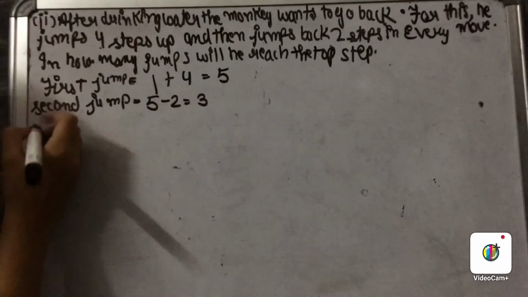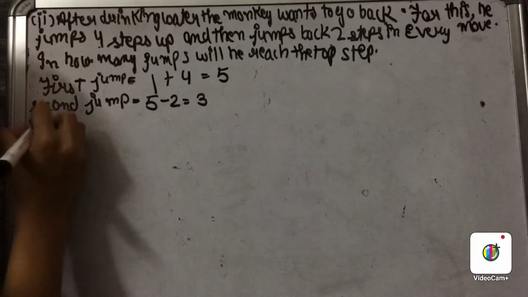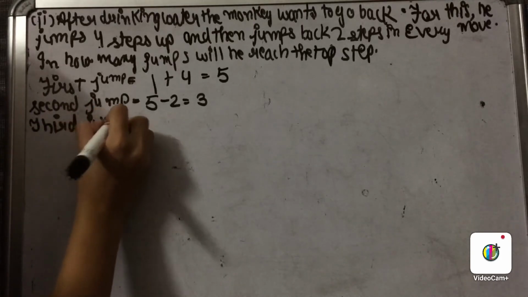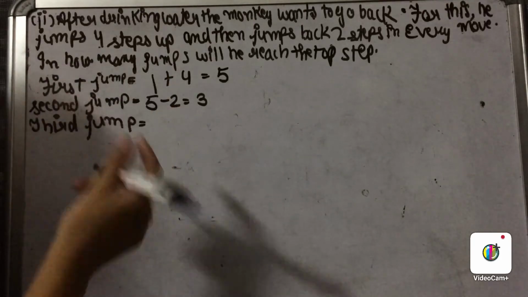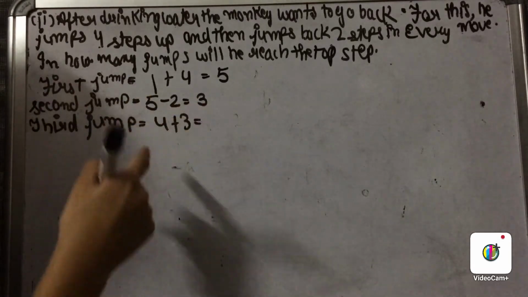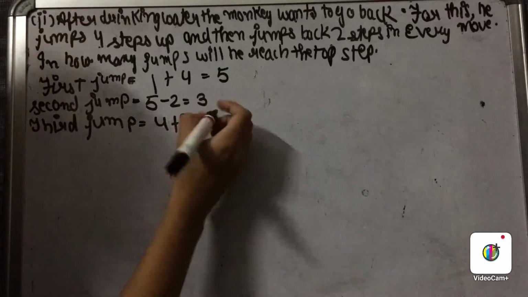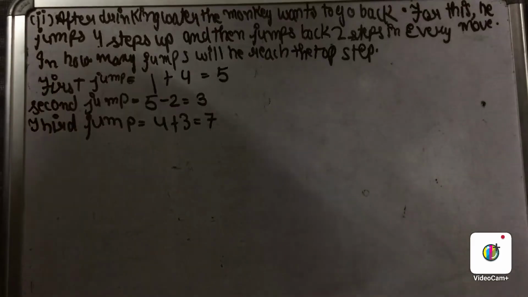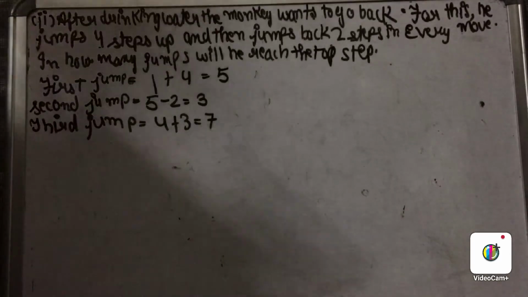So now in the first, second and third jump, now what is in the third jump? In the third jump, the monkey moves 4 steps forward. So it will be 4 plus 3. And what is 4 plus 3? 4, 5, 6, 7. So it will be 7. So now it is 7. And now we would move on to the fourth jump.